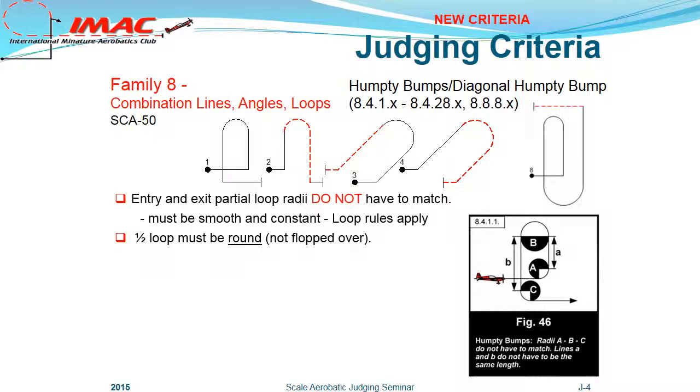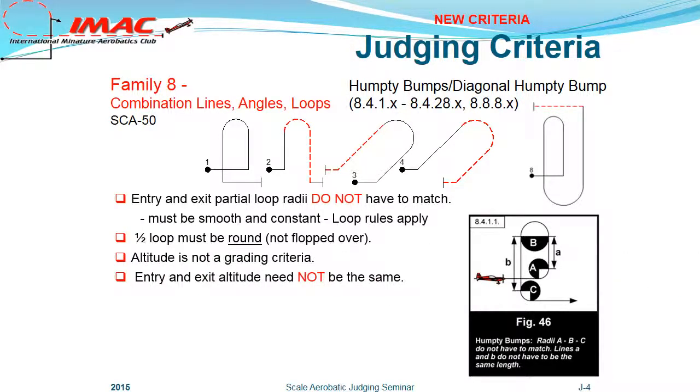Along with the entry and exit radii, the half loop, marked B on Figure 46, must be a smooth, constant radius. In the case of a double Humpty where there are 2 half loops, neither of those radii need match. The altitude of the figure and the length of the up and down lines are chosen by the pilot and are not judging criteria. As a result, the entry and exit altitudes don't need to be the same.